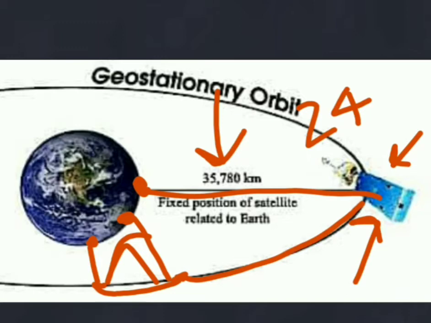Now, what is the advantage of this? If we want to communicate with the satellite, we will just fix the antenna directed towards the satellite, and then there is no need to change the direction of the antenna. So all the 24 hours we send signals to it and receive signals from it, and that's what we are doing on GPS, internet, TV, satellites. All these satellites are geostationary satellites.